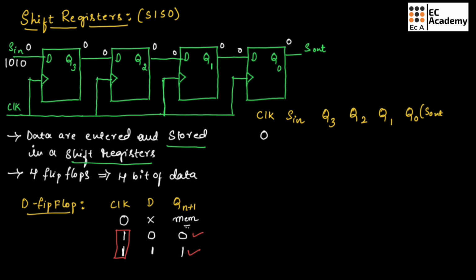So we can write, when input is 0, serial in is 0, Q3 will be 0, Q2 will be 0, Q1 will be 0, and Q0, which is serial out, will also be 0. Now again, before applying the clock pulse, the output of the first flip-flop will be input to the next flip-flop.